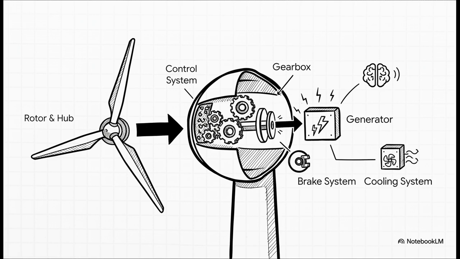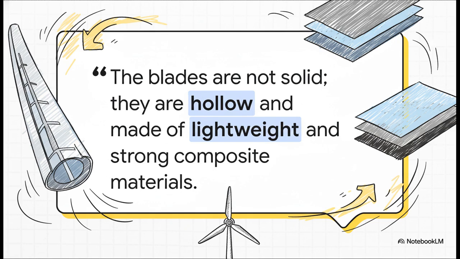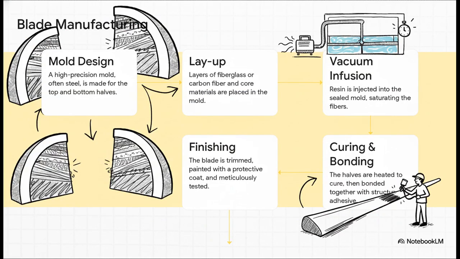And naturally, it's got a powerful brake system for emergencies and a cooling system to handle all the heat. This brings up one of the biggest surprises for people when they learn about turbines. You look at those gigantic blades and you just assume they're solid, heavy chunks of something. But they're not. They are an absolute marvel of material science, mostly hollow, but incredibly strong. And the way they're made is just wild.